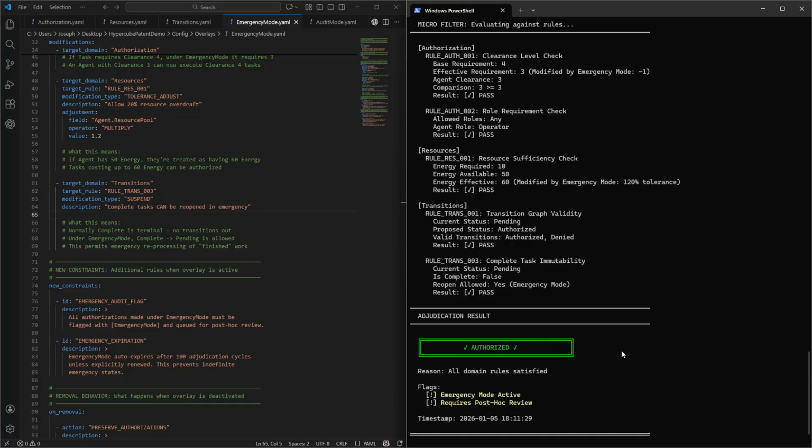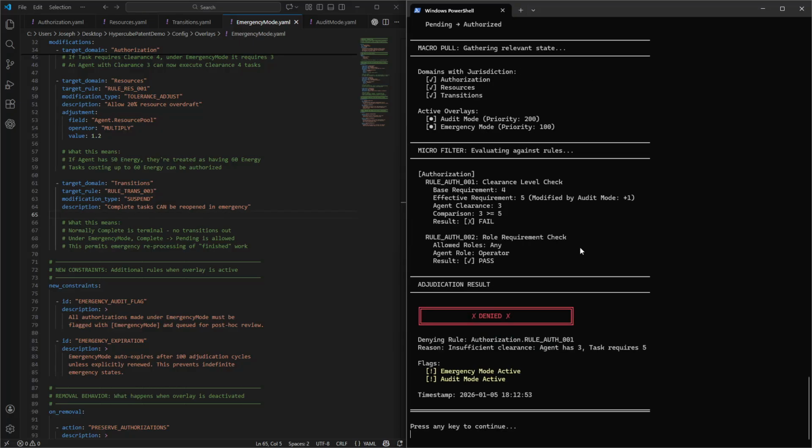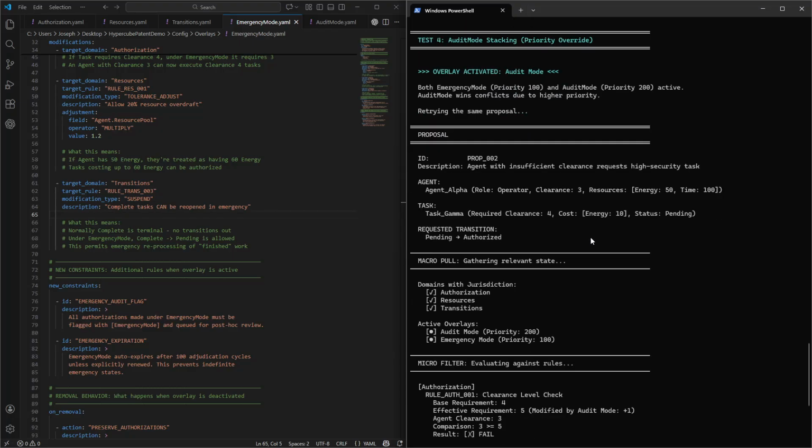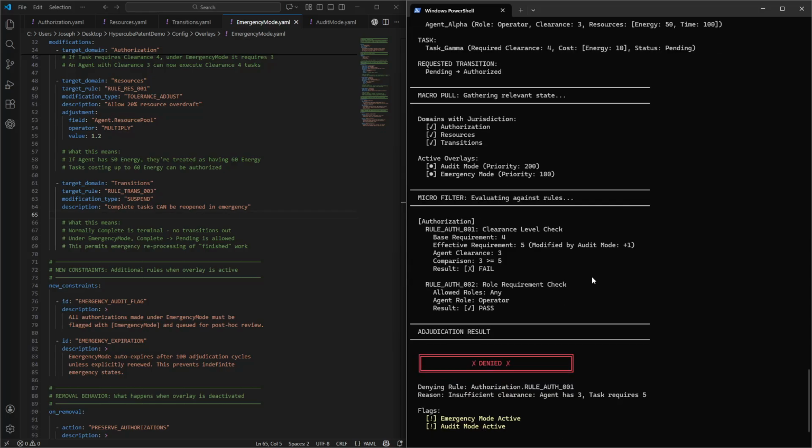This is the same proposal, the same base rules, with a different outcome. The overlay modified adjudication without touching base ontology. If I remove emergency mode, the proposal is denied again. Ground truth is preserved. This is what separates a frame overlay from mutation.